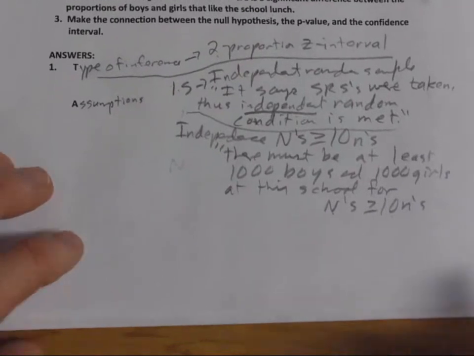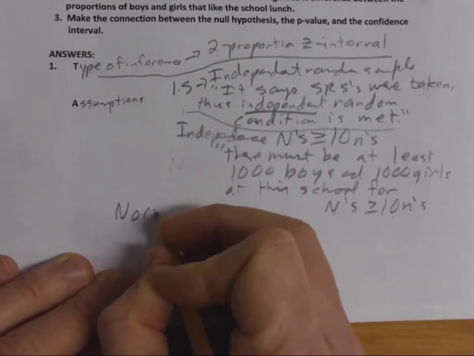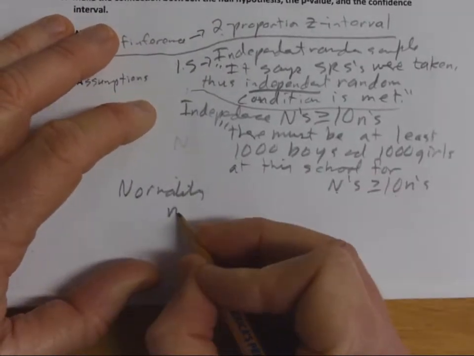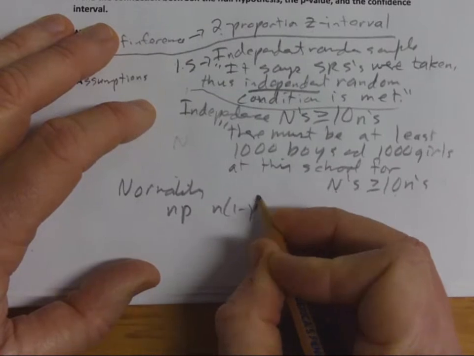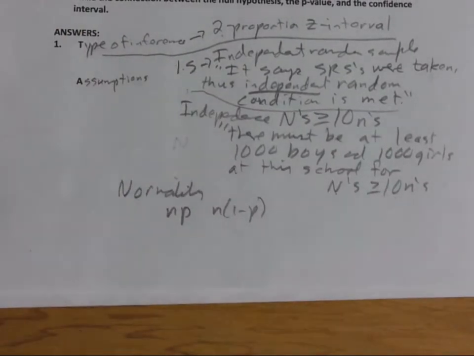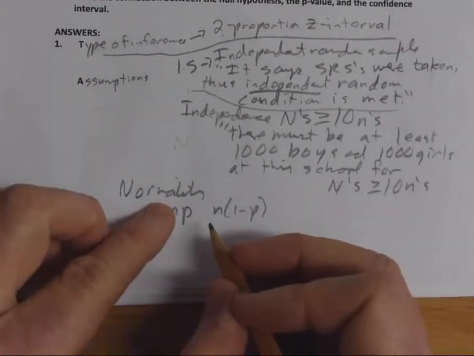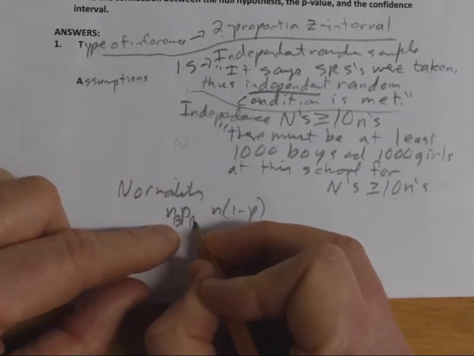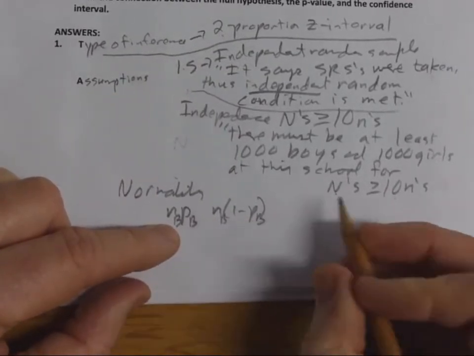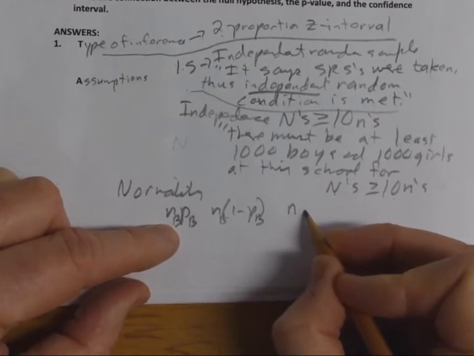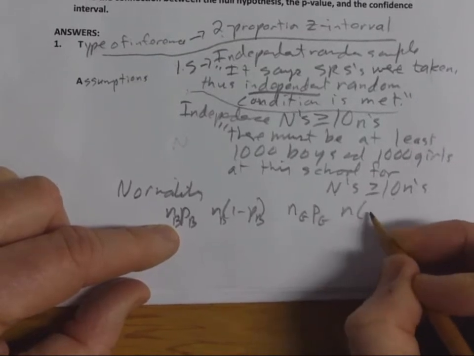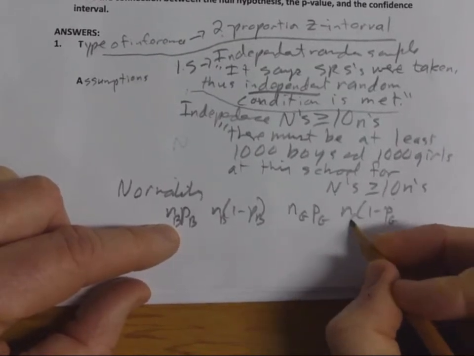So there we go. And then we have normality. It's still going to be our old rule with proportions: N times P and N times 1 minus P are greater than or equal to 10. But we've got two samples here, so we've got to do it twice, one for each sample. I'm calling this N sub B for boys, and then P with B's down for the boy sample, and then the same with the girls: N sub G times P, and N times 1 minus P, with a little subscript G for the girls.